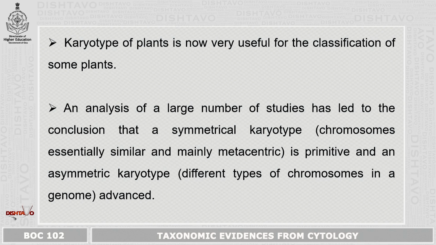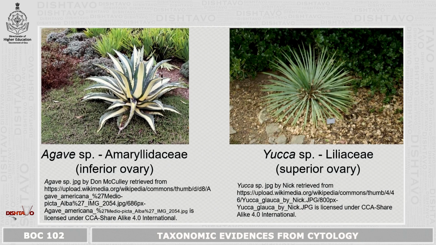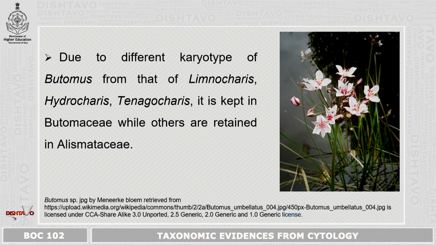Now what is this karyotype? It's an analysis of the chromosomes, how the chromosomes are arranged. A large number of studies have led to the conclusion that symmetrical karyotype is primitive and asymmetric karyotype is more advanced. Due to the different karyotype in this plant, Butomus, it is separated from Limnocharis and is kept in Butomaceae, while others are retained in Alismataceae.